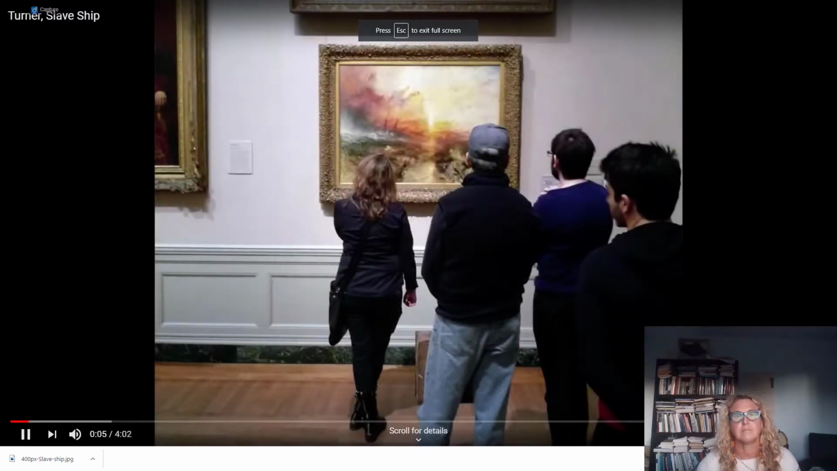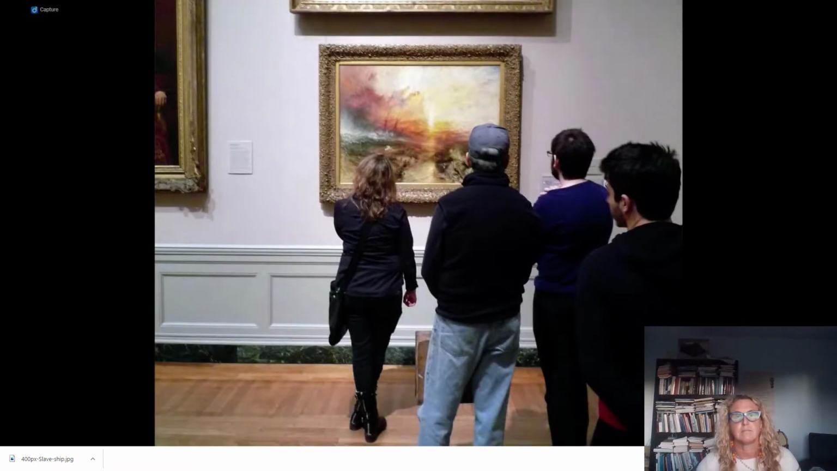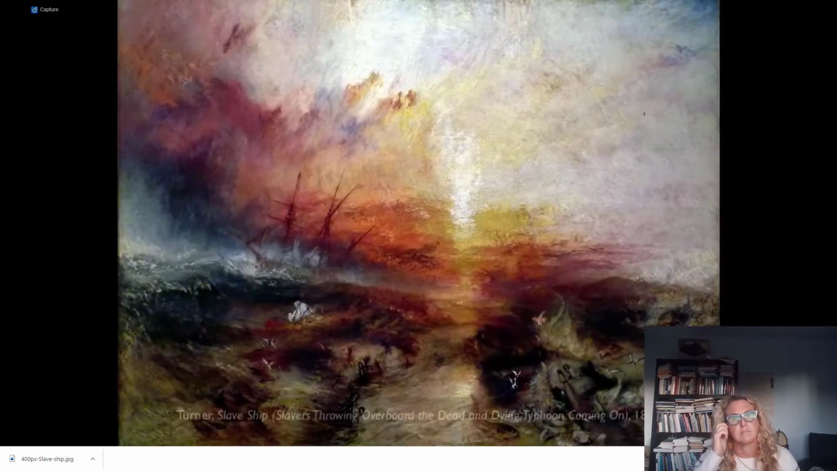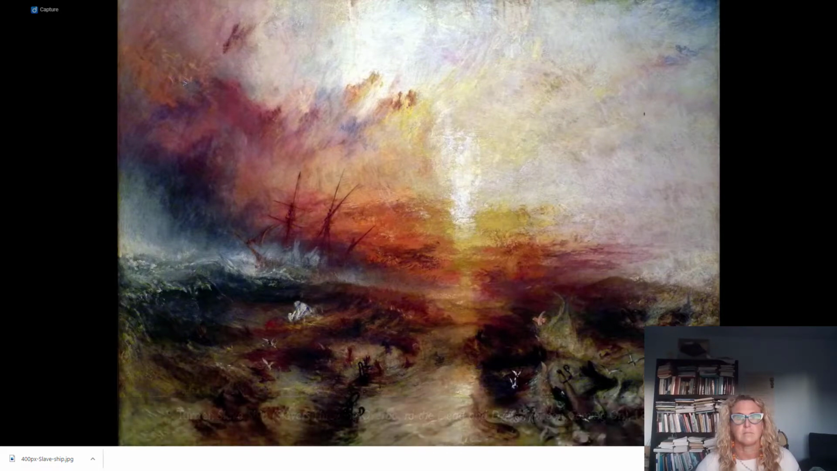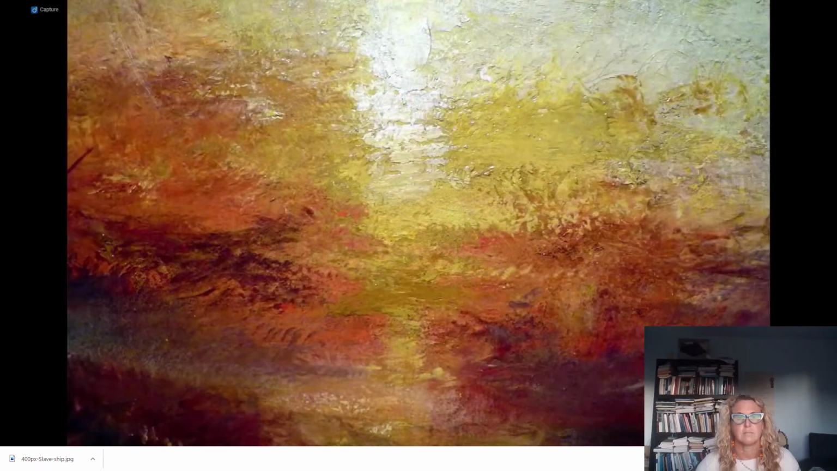We're standing in the Museum of Fine Arts, Boston, in front of what we know as Turner's Slave Ship. But the full title of this work is Slave Ship, Slavers Throwing Overboard the Dead and Dying, Typhoon Coming On. You know, when we first come across this painting, it looks really beautiful. It's got oranges and reds, and we see that typical Turner sunset. We're lost in the thick sensuality of the paint.